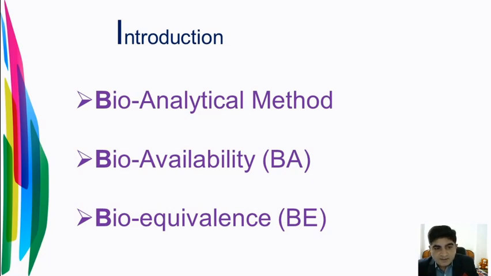So why is it required? There are two main parameters because of which bioanalytical method validation is required. First is the BA and second is the BE. Bioanalytical information is used to prove the BA and BE. What is BA? The amount of substance that becomes available to the organism's body for bioactivity when introduced through injection, oral or any skin contact. So that is called bioavailability.